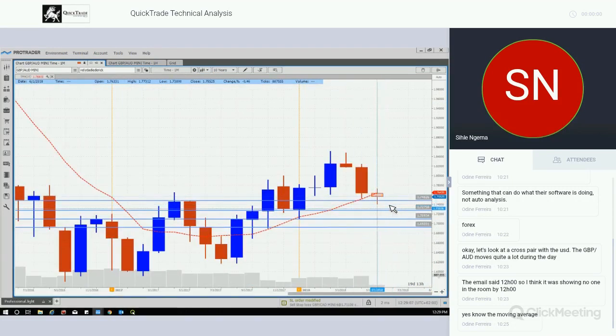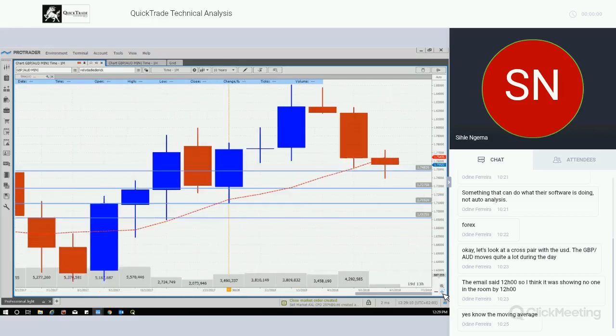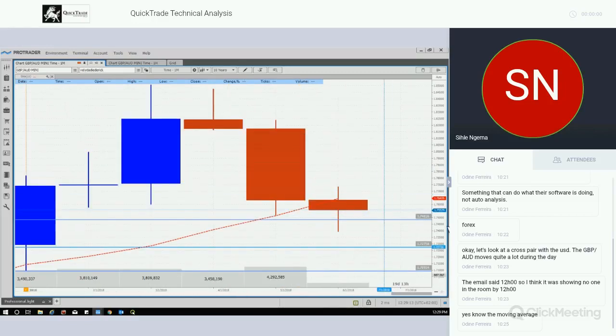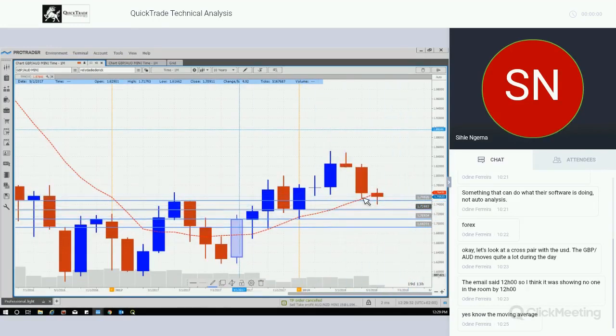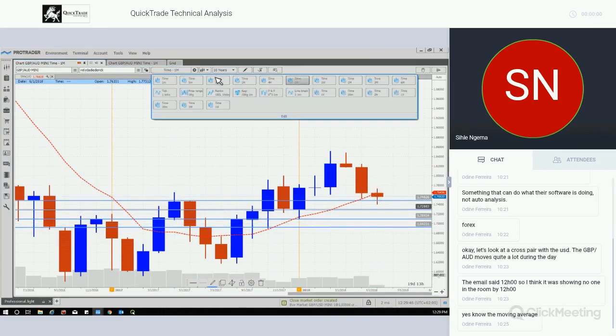You see, around here, between these two lines, let's call it maybe 1.75 and 1.73. That's where I really expect the price to pick up. 1.73 and 1.75, that's where I expect the price to reverse maybe and start moving higher. In my view, this is a buy zone on GBP/AUD, between those two levels there. I'm not looking at these lines below because they're not really that important.